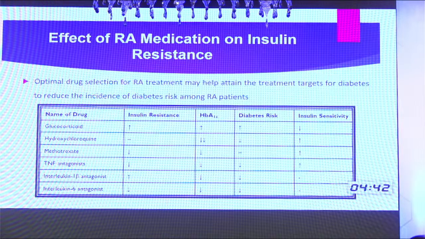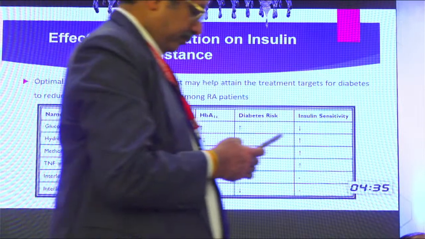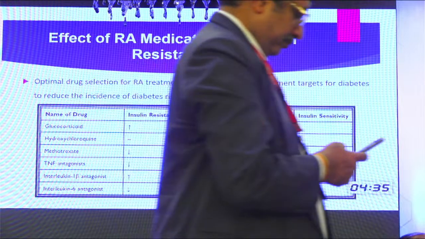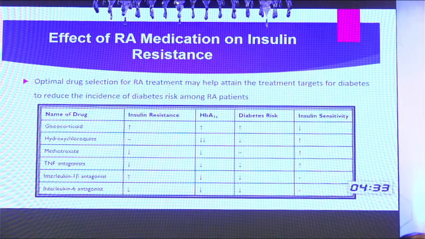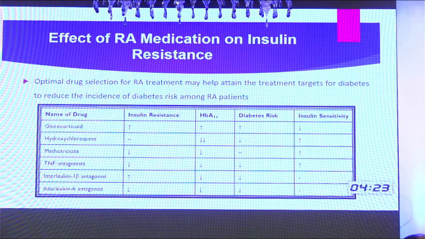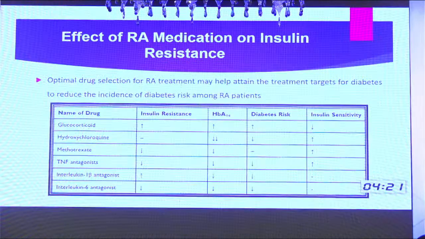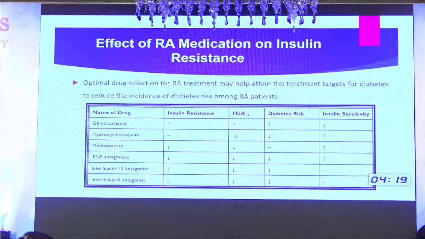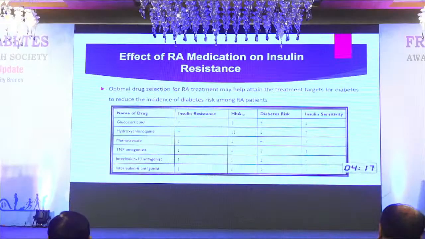Now coming to the effect of treatment of rheumatoid arthritis on insulin resistance. The majority of the drugs that we are using today for rheumatoid arthritis have been shown to decrease insulin resistance, except for glucocorticoids. Now, glucocorticoids initially were used very rampantly in patients with rheumatoid arthritis, and it has been found that if you use glucocorticoids for a very short duration, then the patients are not at risk of developing diabetes.